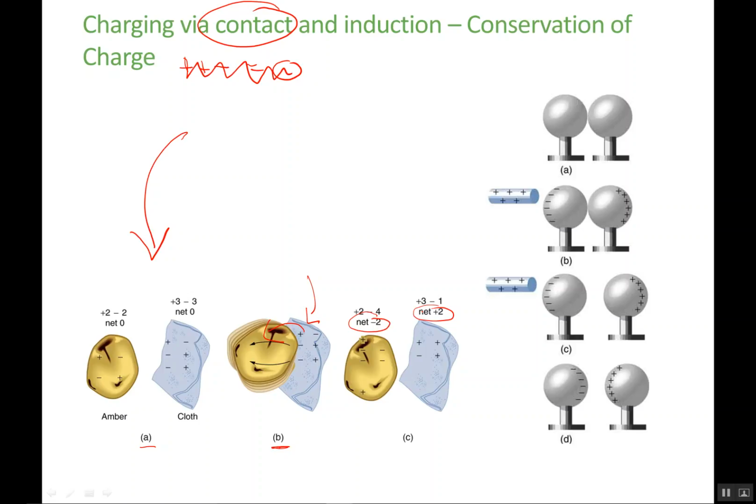It's important to point out that the total amount of electric charge is conserved. Charge is a property of matter, and it can't be created or destroyed. It can just move around from one place to another. So 2 electrons moved from cloth to amber, leaving behind 2 excess protons on the cloth.